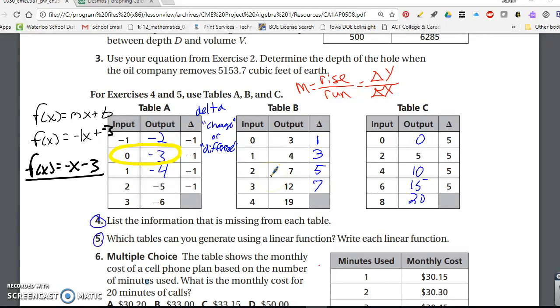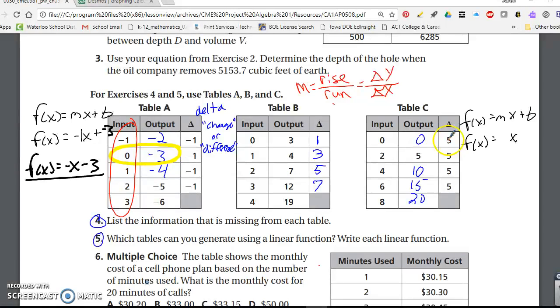Table B we said wouldn't work. Table C, we're going to take a look at this. And I'm going to say, well, f of x equals mx plus b. So I'm going to go right to my change column and say, well, that's my slope, right? Sure, kind of. In this case, we have a difference from table C to table A. In table A, my inputs are increasing by 1. So the change in x, my run, was 1 each time. That's why my slope was -1 over 1.